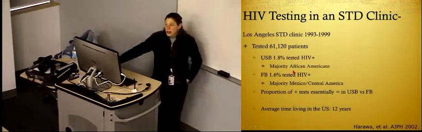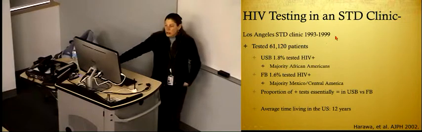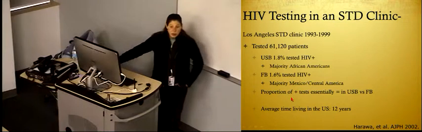And then this is HIV testing in an STD clinic, kind of helping to inform the question: Are foreign-born bringing HIV with them, for example? So this is an STD clinic. They looked at their data for 6 years. They had tested in total about 61,000 patients. The U.S.-born represented about 1.8% tested HIV positive, and these were mainly African Americans. Foreign-born, 1.6% tested HIV positive. So not really any different. The majority of these were from Mexico and Central America, as you can imagine, in Los Angeles. So essentially the proportion of tests positive were equal in both these populations.